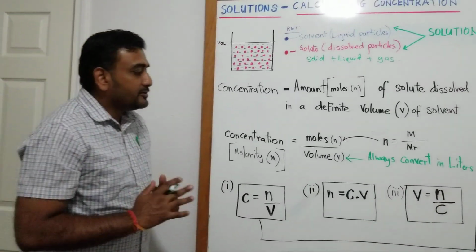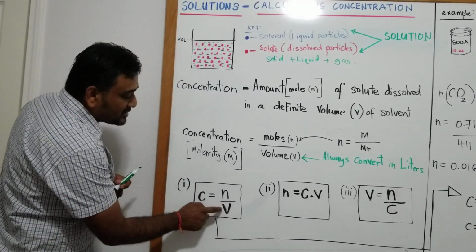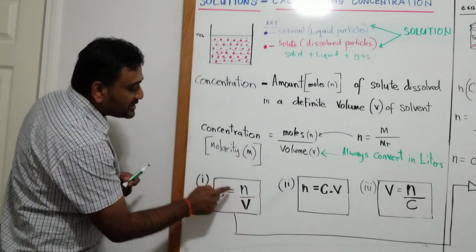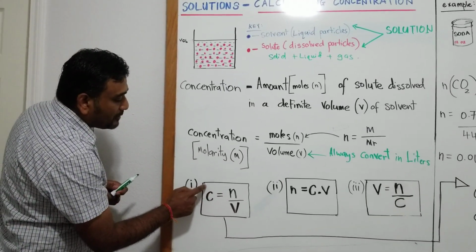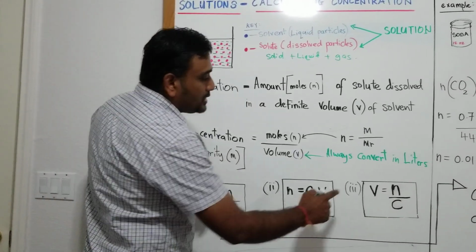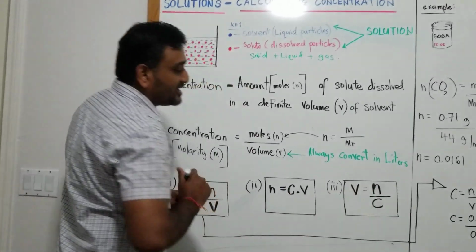The third variation of the formula: if I want to make volume the subject of the formula, we just have to switch the positions of concentration and volume. Volume would come up and concentration would go down. So volume is the number of moles divided by concentration.